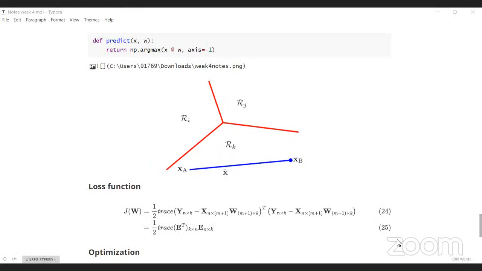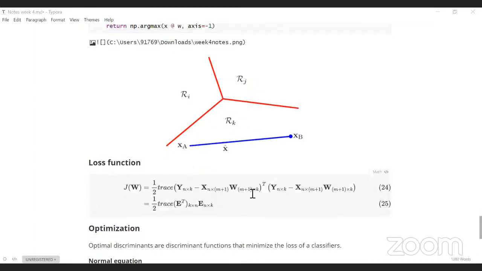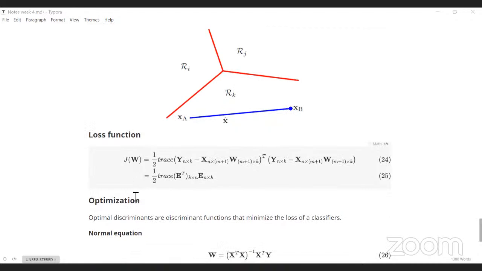Okay, so next is the loss function. Loss is given by the actual labels minus xw. So this is your predicted matrix. This is your error corresponding to all those examples, and so error transpose error. The trace of this matrix is going to be the loss function.